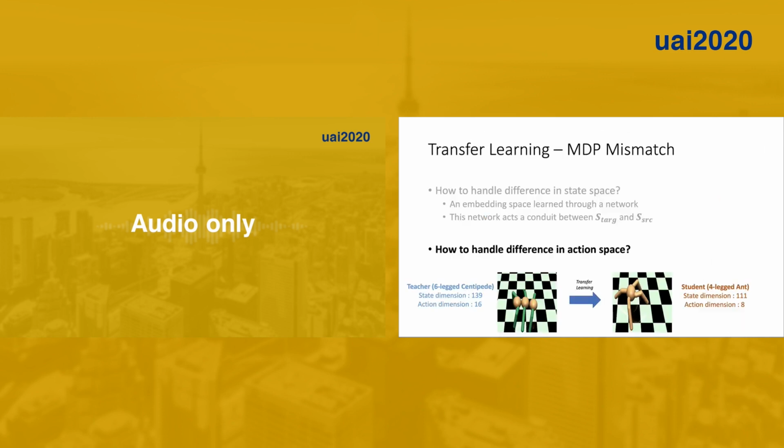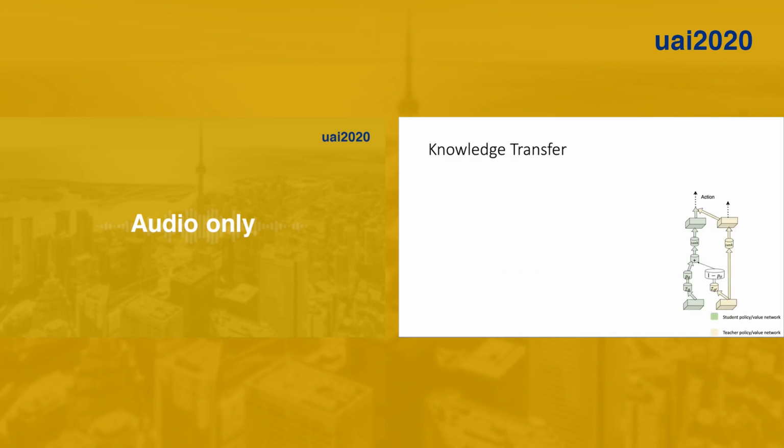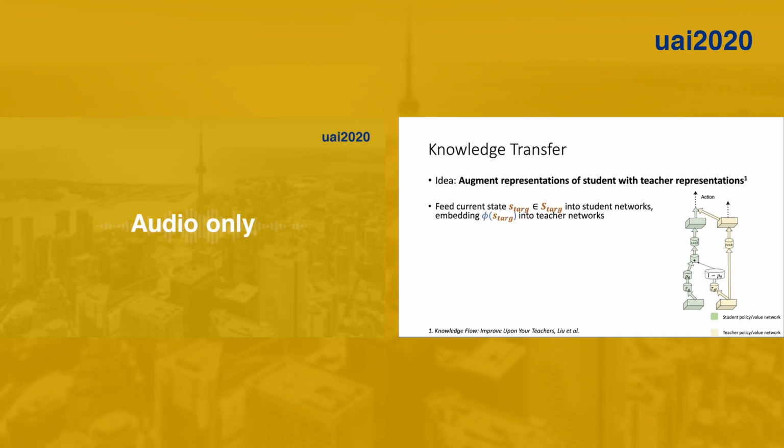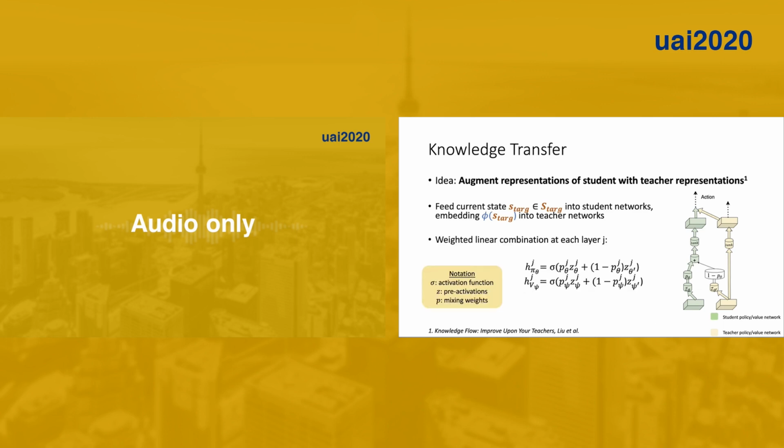Now we address the second question. How do we handle the difference in action space between the source and target MDP? We do this through knowledge transfer in the hidden layers using our learned embedding. The main idea is to augment the student representations with teacher representations. We feed the current state into the student networks and the embedding into the teacher networks, and at each layer, we take a weighted linear combination of the student and teacher pre-activations, as seen in the figure to the right.